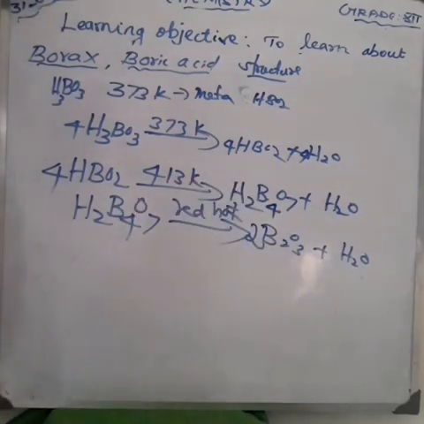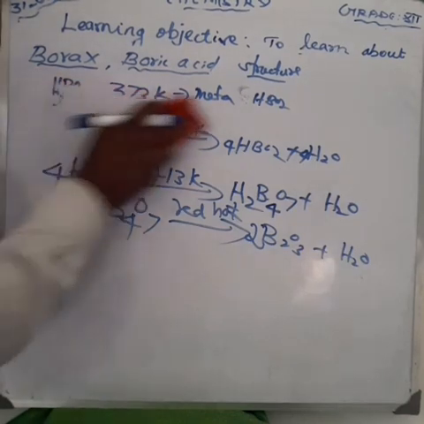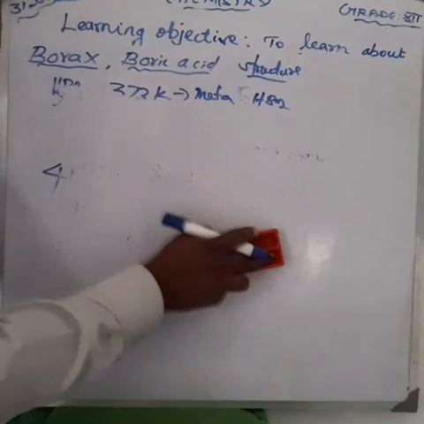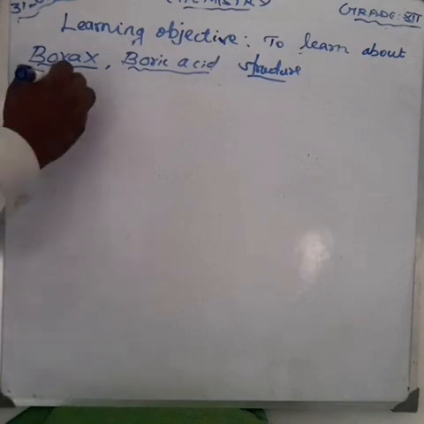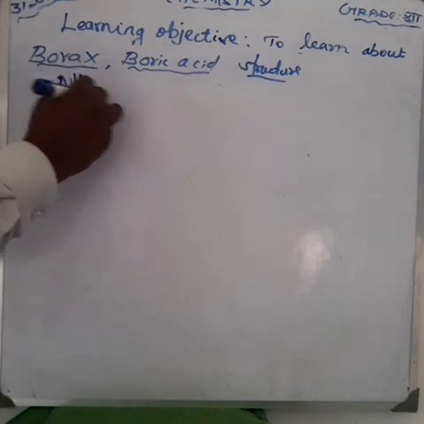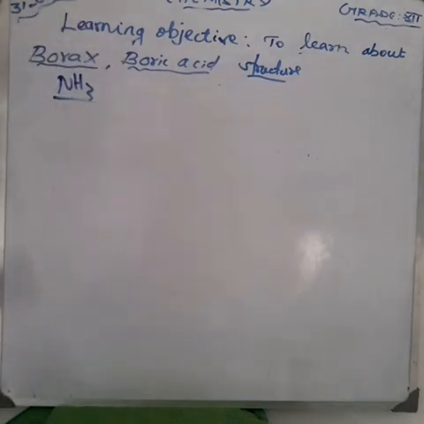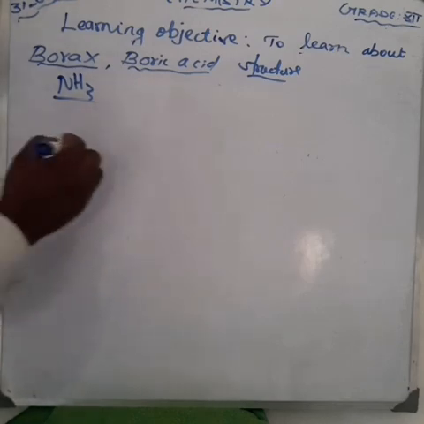Now, next about action of ammonia. What happens? Boric acid reacts with ammonia, we get boron nitride. Boron nitride formula already we learned. What is the formula? BN is the formula for boron nitride. Am I right? What is the formula for boric acid? B(OH)3. Okay, this is the formula for boric acid.